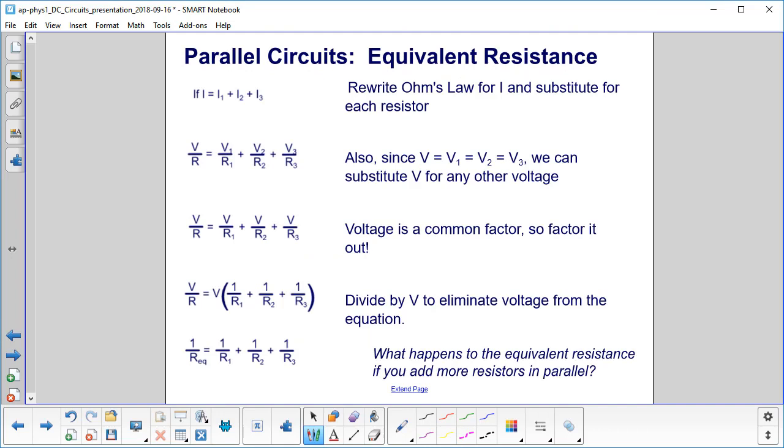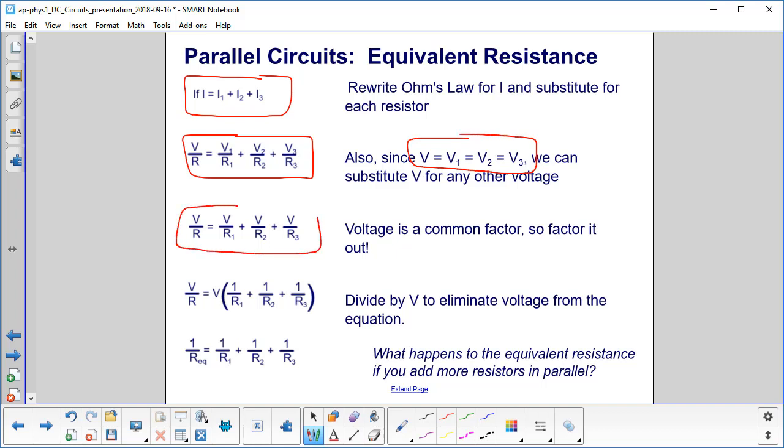We'll start, and let's see, we're going to do it for 3 different resistors here. And the total current is equal to the current through each one of them, I1 plus I2 plus I3. Now what is I equal to according to Ohm's law? Well, V over R. So we substitute in, and you do the subscripts for each of the individual resistors. And what did we say on the previous slide? That V is equal to V1 and V2, and it also equals V3. So we don't need the subscripts anymore. They're all the same voltage, so we put V in for all the different voltages.